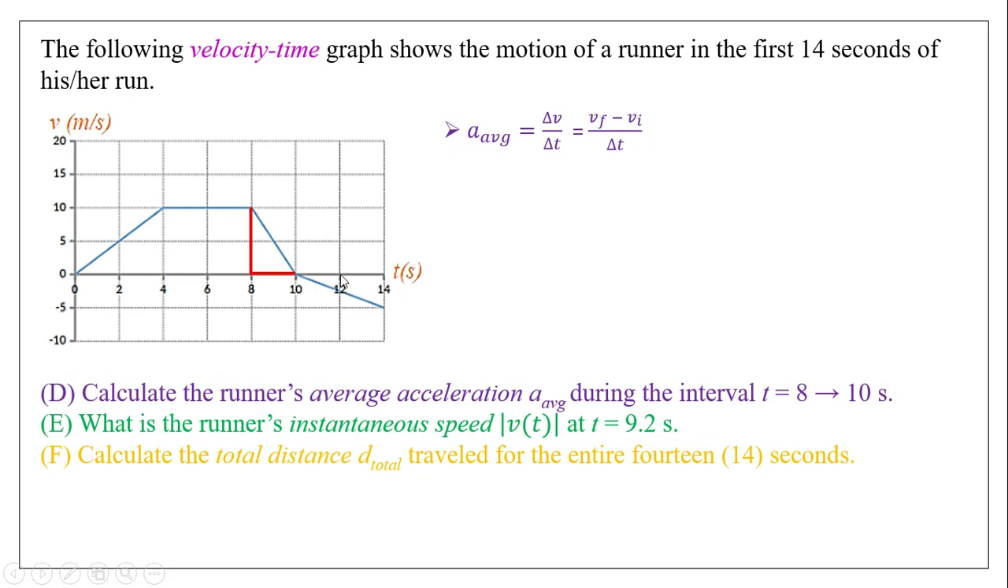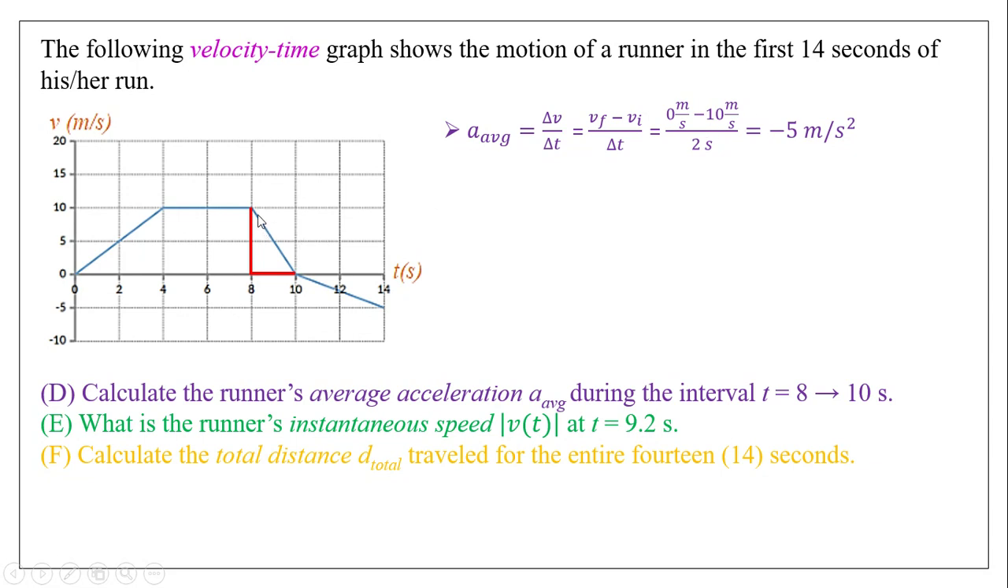Well, what's my final velocity? At 10 seconds, the graph is at 0. So if you look at where that intersects, if you go all the way across, this velocity is 0. So final velocity is 0, initial is 10. So 0 minus 10 is negative 10, and then negative 10 divided by 2 seconds is negative 5 meters per second squared. Again, the 2 seconds is the difference between 8 to 10 seconds, okay? Which makes sense.